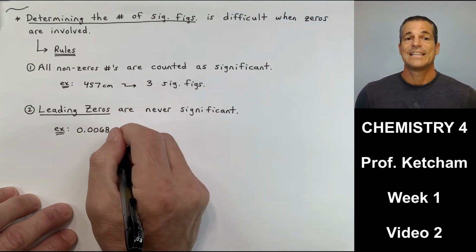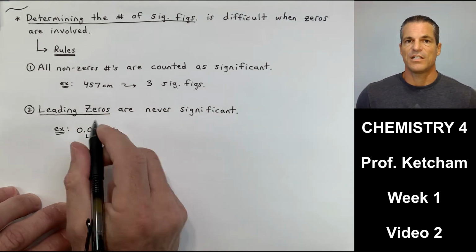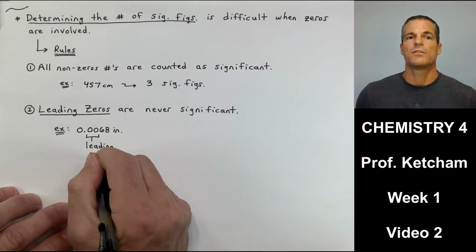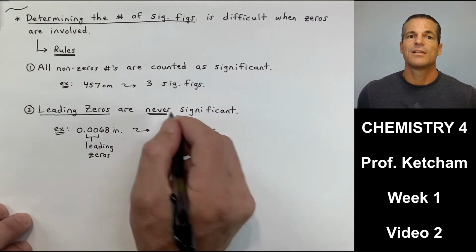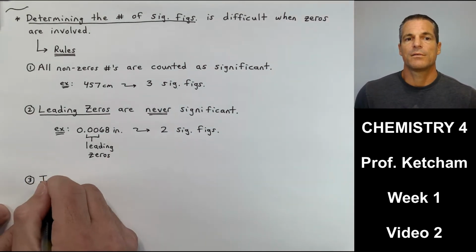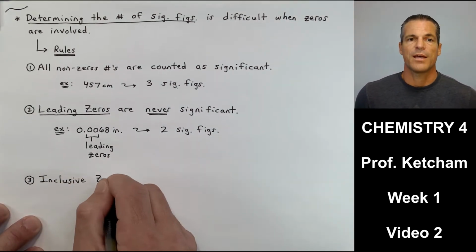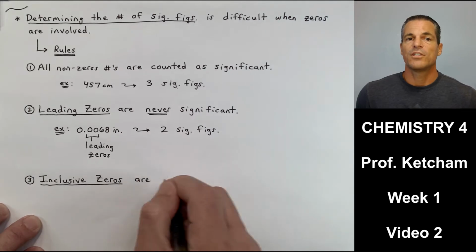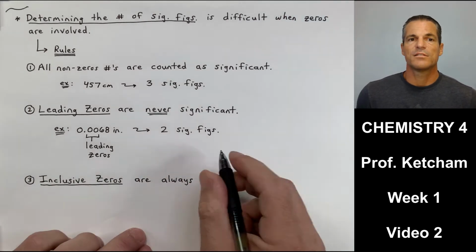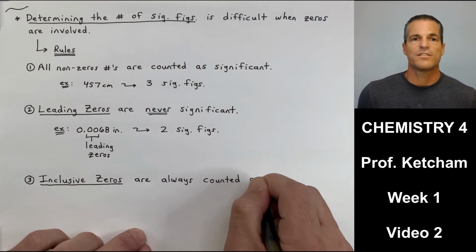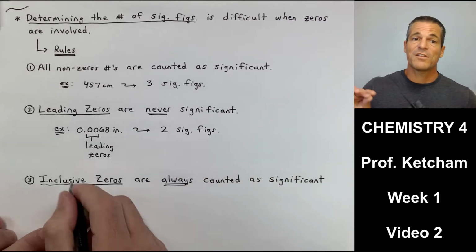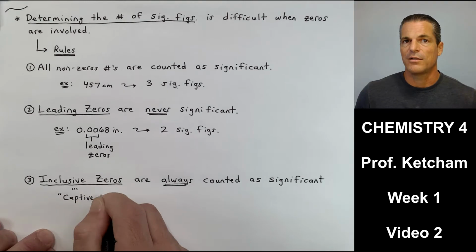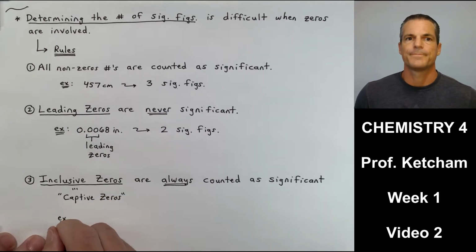Number 2, leading zeros are never significant. Leading zeros are zeros that come before the non-zero numbers in a number such as this that has a decimal, okay? So 0.0068, the 0 and the 0, those are leading zeros. They're never significant. We only have 2 sig figs. By the way, the 0 to the left of the decimal isn't even really there. If you were to take it away, it doesn't matter.